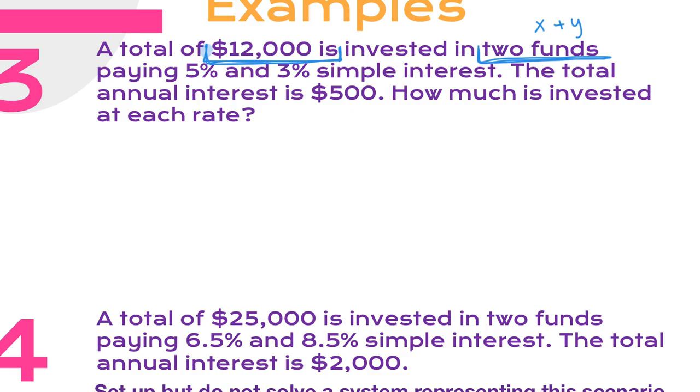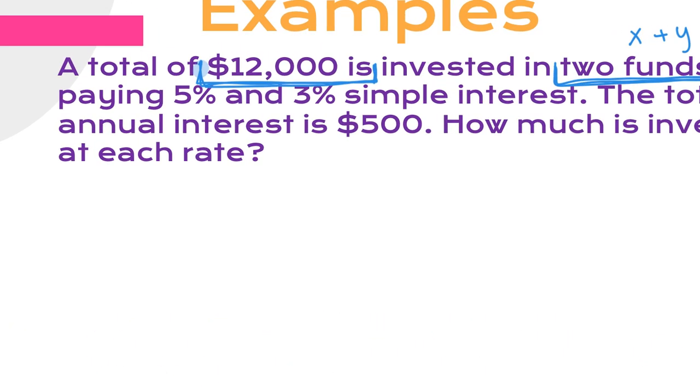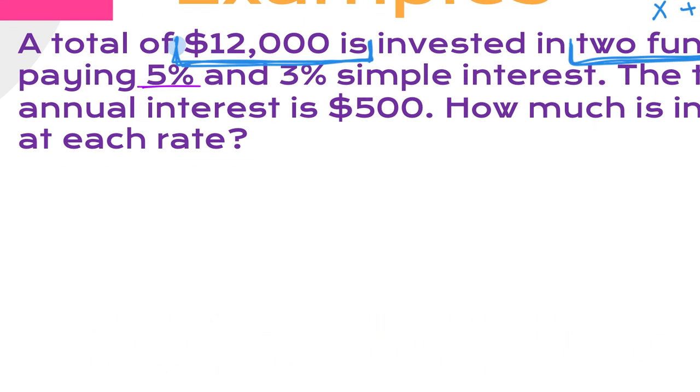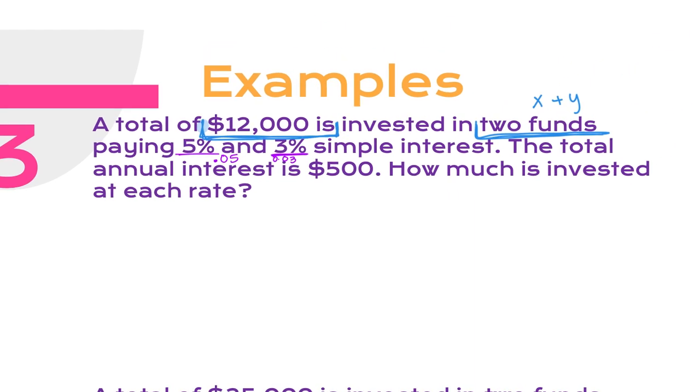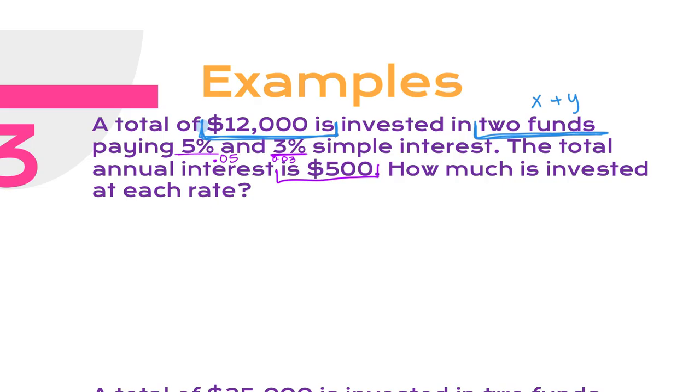So now I'm going to look at my rates. I have 2 rates, 5% and 3%. I'm going to change these percents to decimals. So 5% as a decimal is 0.05. You could say .05, it's the same thing. And 3% as a decimal is 0.03. I kind of wrote it small underneath. And the total annual interest is $500. So there goes my second equation.